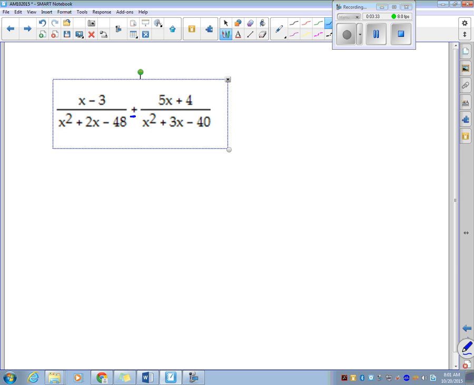So the first step is always, in all of the operations, to factor. So we're going to go ahead, this one is prime, so let's leave it as x minus 3. This is plus. This one is also prime, so let's leave it as 5x plus 4. But now we need to factor the bottoms. So this one factors into x plus 8 and x minus 6.